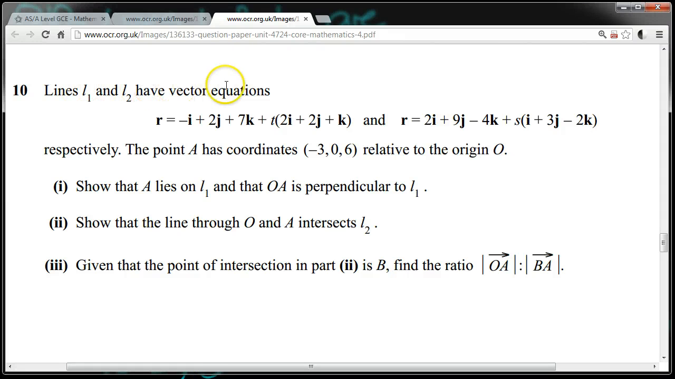Lines L1 and L2 have vector equations here and here, respectively. The point A has coordinates minus 3, 0, 6 relative to the origin O. Show that A lies on L1 and that OA is perpendicular to L1. Show that the line through O and A intersects L2. Given that the point of intersection in part 2 is B, find the ratio of OA to BA.